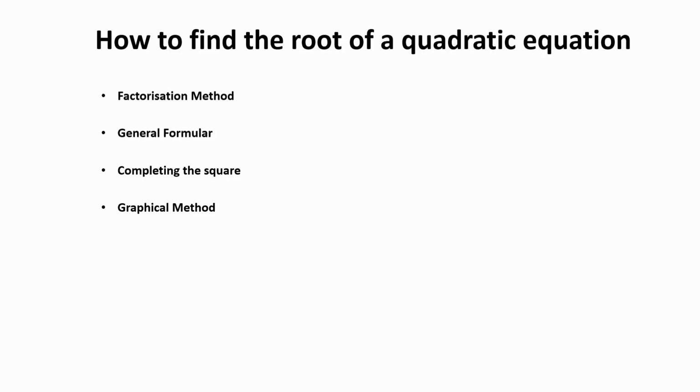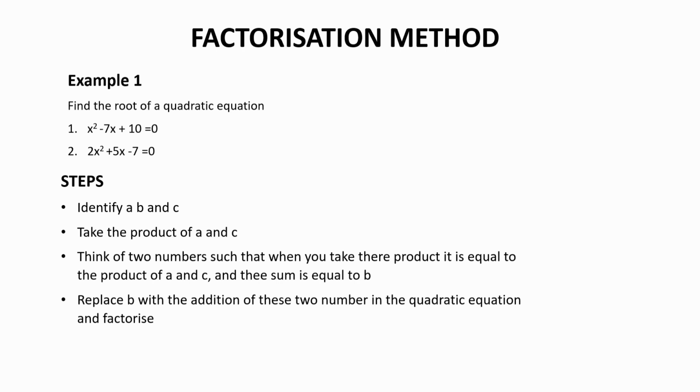Now, how do we find the root of a quadratic equation? There are 4 main methods, but we are going to be focusing on the 3 major ones, which are the factorization method, the general quadratic formula, and the completing the square method. The first example here: find the root of the quadratic equation x squared minus 7x plus 10 equals 0. And the second question is 2x squared plus 5x minus 7 equals 0.